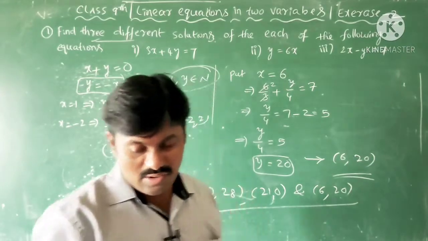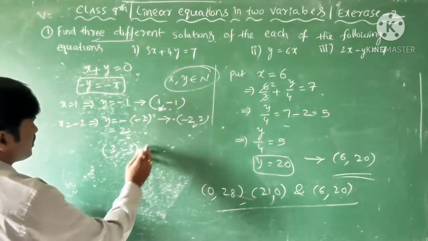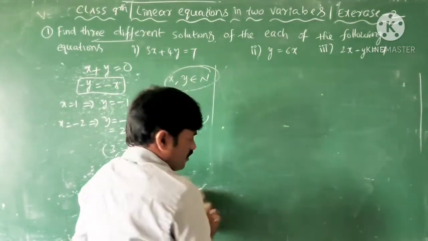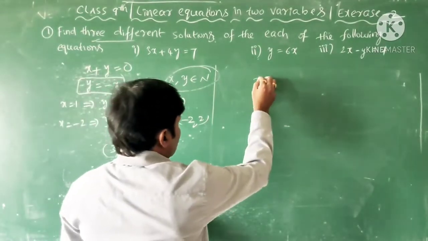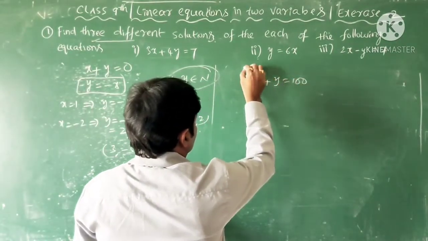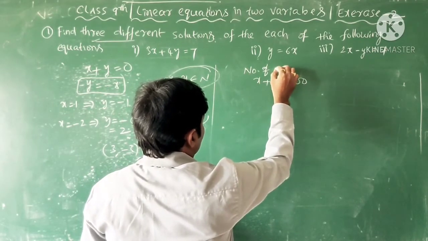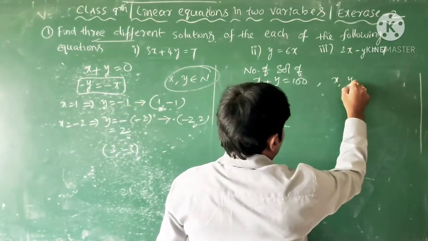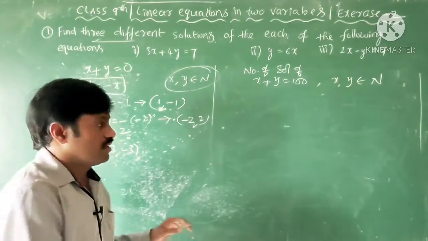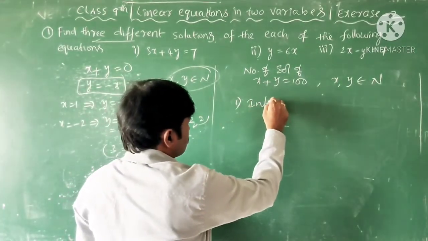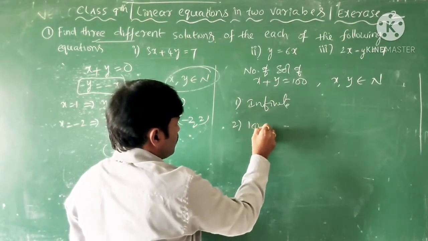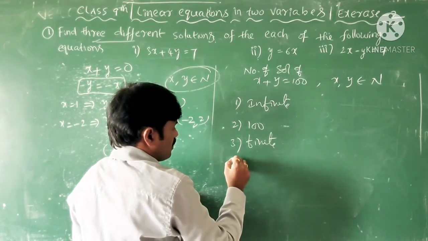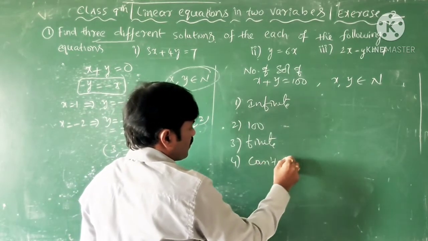So with a mentioned condition, we may get a finite number of solutions. For suppose, if a question is given like this: find the number of solutions of x plus y is equal to 100, where x, y belong to natural numbers. They asked this in an objective type question. Option 1 infinite, option 2 100, option 3 finite number of solutions, option 4 can't be determined.